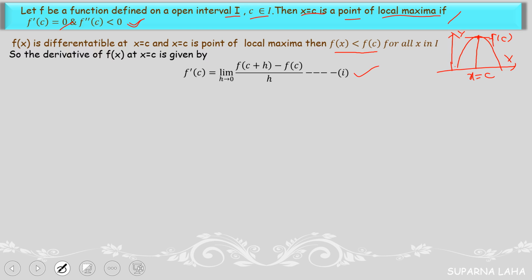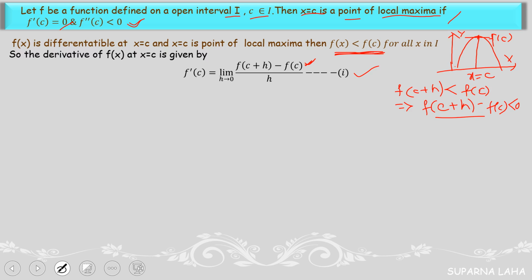Now let's talk about the value f of c plus h minus f of c. Now f of x is less than f of c, and c plus h is also a point in this interval, since h is a very small quantity. So f of c plus h also satisfies this, that is f of c plus h is less than f of c. From here we can write f of c plus h minus f of c is less than 0, that means it is negative.